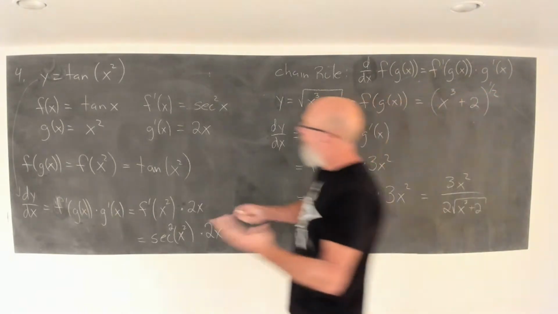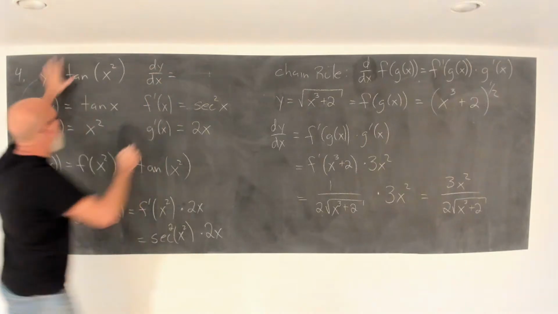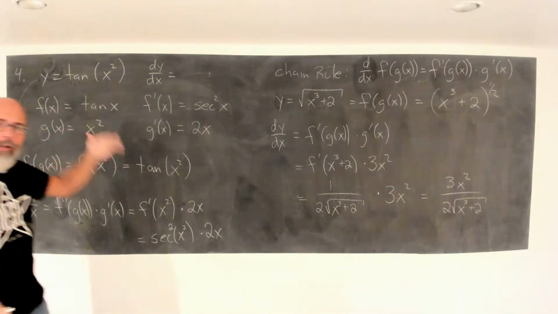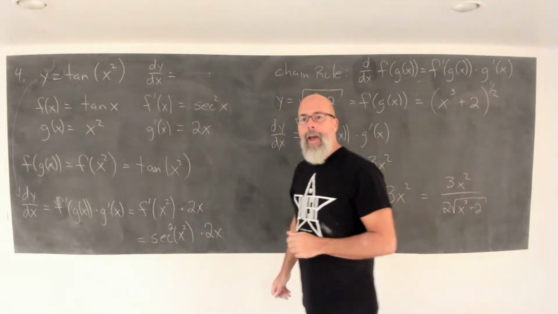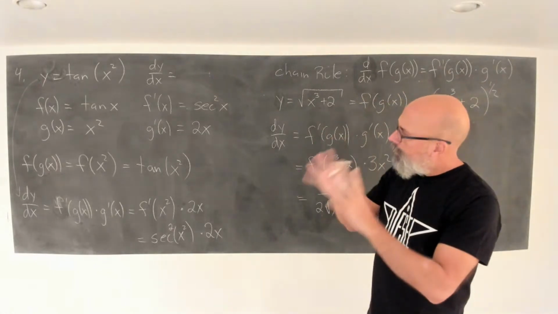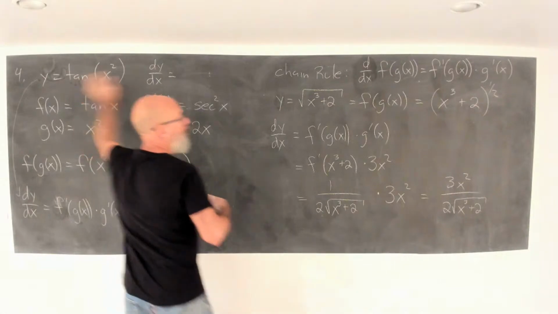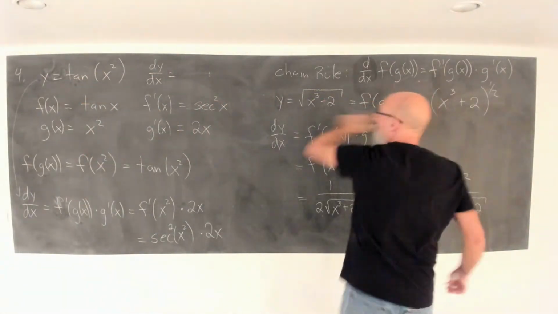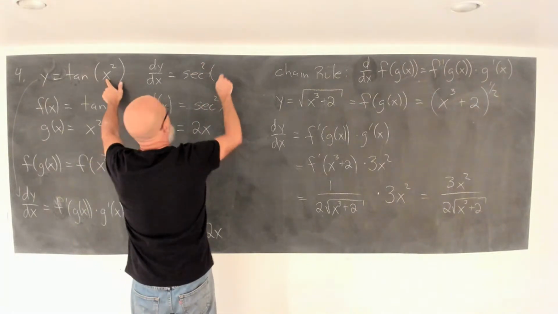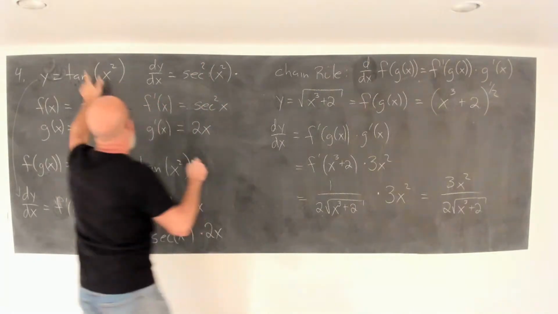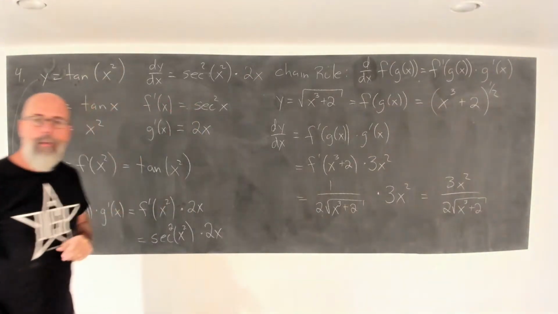Or, what's the derivative? What do we have here? How would you describe this to a friend? You would say it's tangent of x squared. It's really a tangent function. You differentiate the outer function. Derivative of tangent is secant squared. Secant squared of this times the derivative of the inside. Derivative of x squared is 2x. There it is.